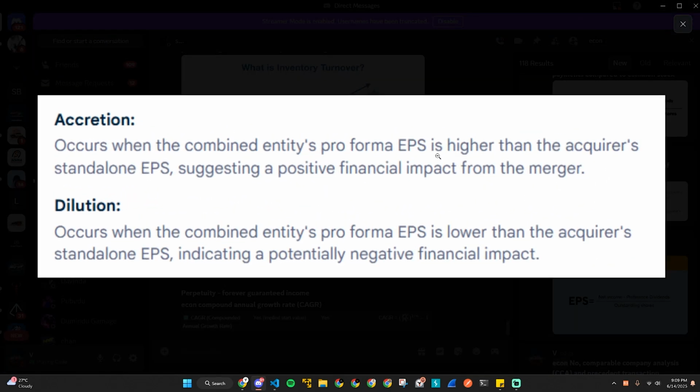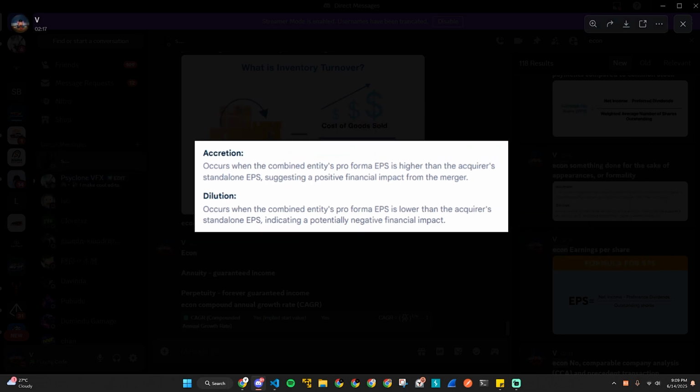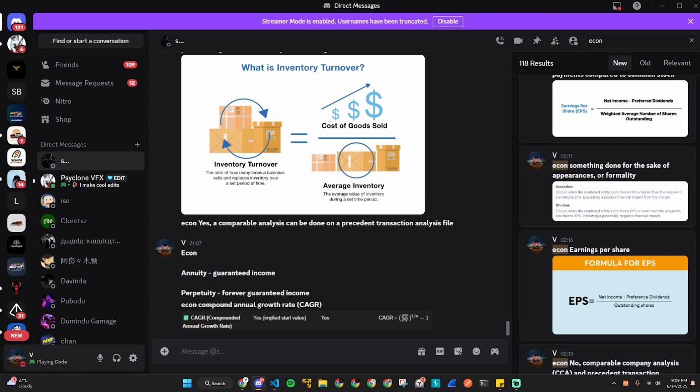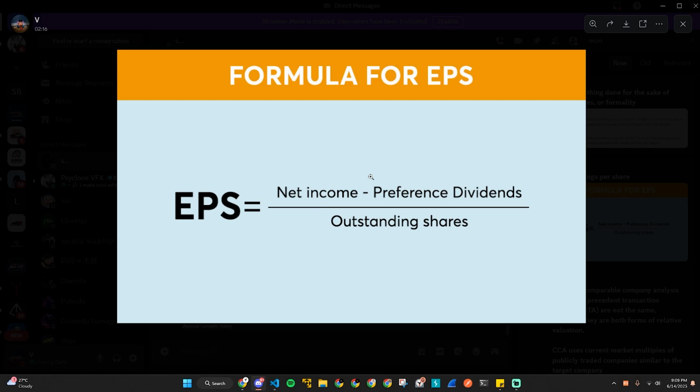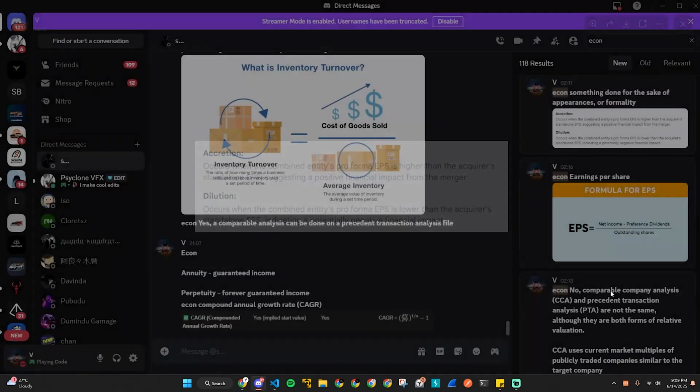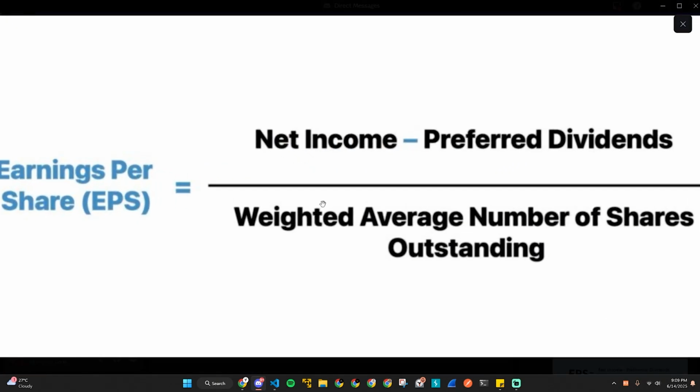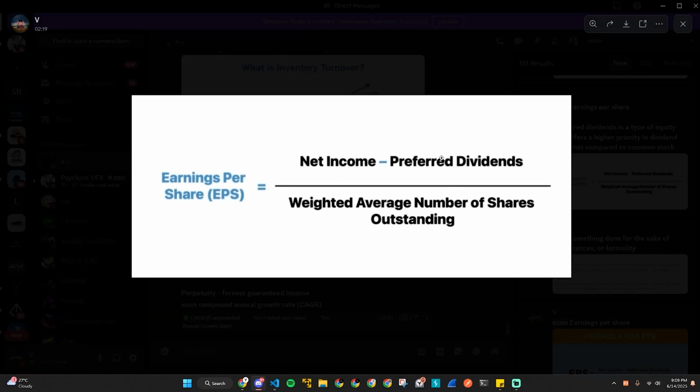So accretion is when the EPS is higher, and dilution is when the EPS is lower. Price to earnings ratio is different from this. It's share price over how much you make, as a ratio. As you can see, earnings per share is net income minus preferred dividends over the weighted average number of shares outstanding.